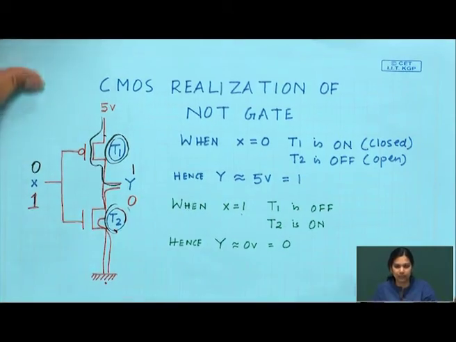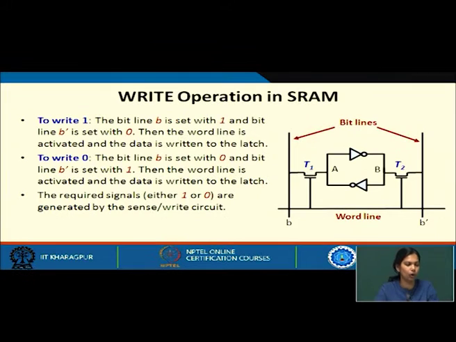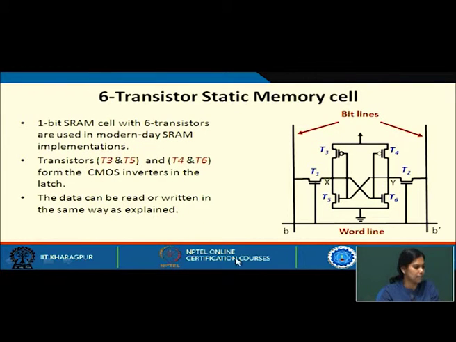Now, once I have shown you this CMOS realization of the NOT gate, moving on, we will see the 6 transistors static RAM cell.